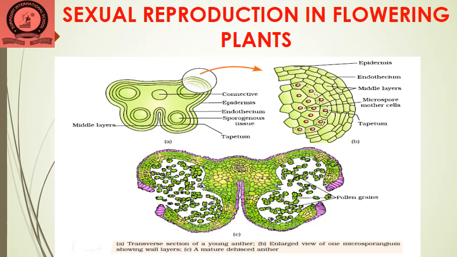Outermost is the epidermis. Just beneath the epidermis there is a layer known as the endothecium. Beneath the endothecium there is a middle layer made up of 1, 2, 3 layers, and the innermost layer is the tapetum, which surrounds the microspore mother cells and provides them nourishment or nutrition. Figure C shows a mature anther after dehiscence. Here mature pollen grains are scattered inside and the anther wall is ruptured at the point called the stomium.